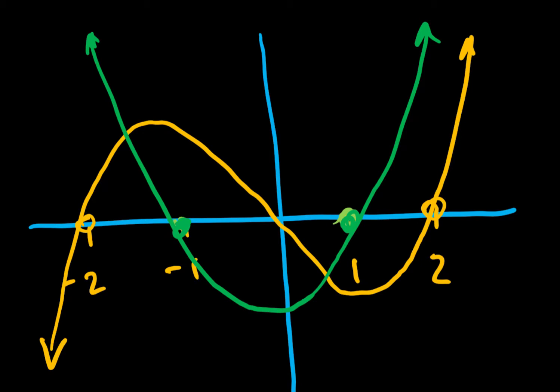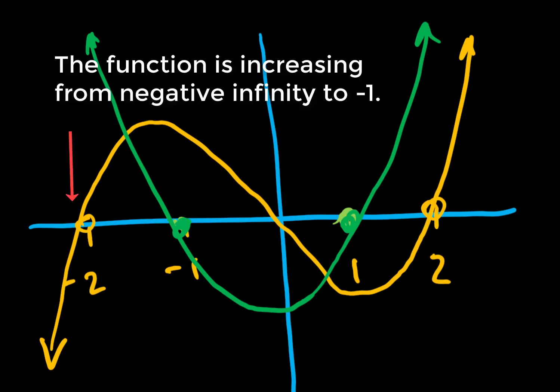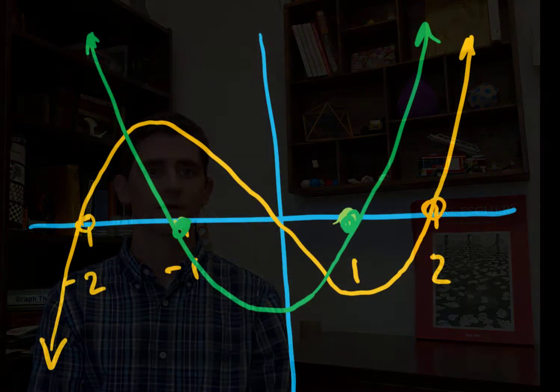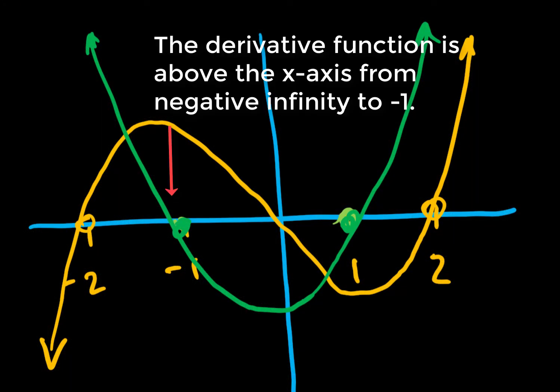So notice that your original function from negative infinity all the way up to 1 is increasing. In other words, it's going up. As I move to the right, the graph is going up, which means what about the slopes? If we looked at the slope of the tangent line at any point along that interval, we'll see that we have a positive slope. Okay, so now if I have a positive slope of my tangent line, what does that say about my derivative? It says that the derivative then must be positive. And how does that translate to the graph? Well, notice on the parabola, from negative infinity up to 1, we are above the x-axis, which means that we are positive on that interval.